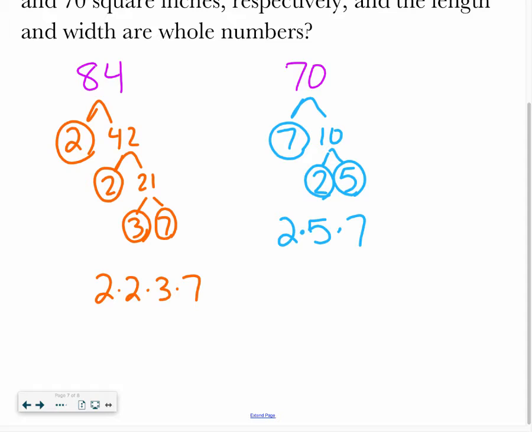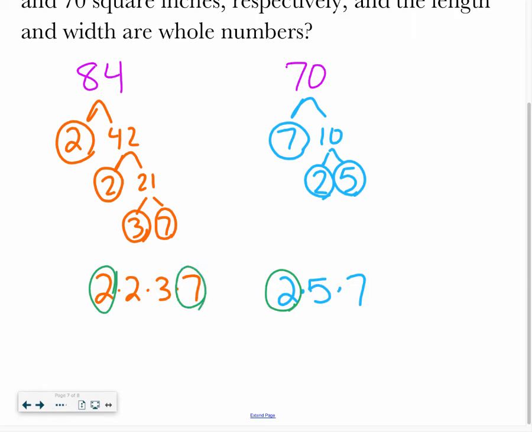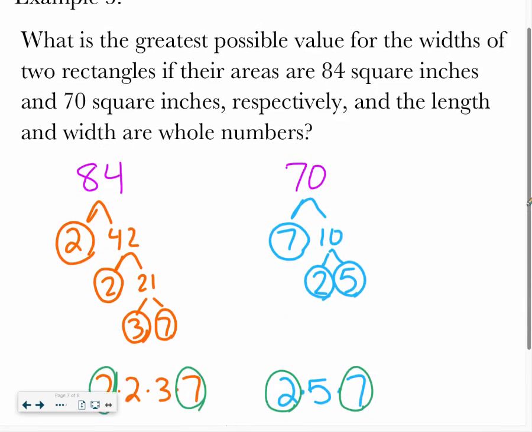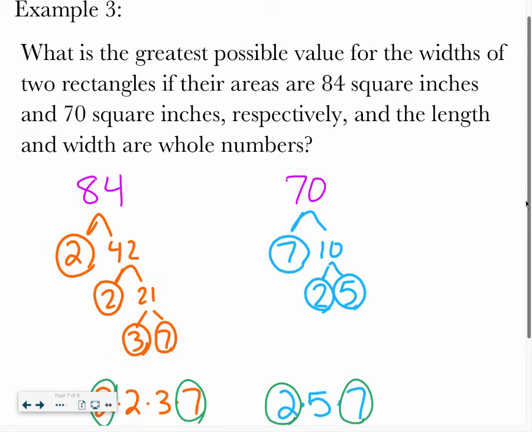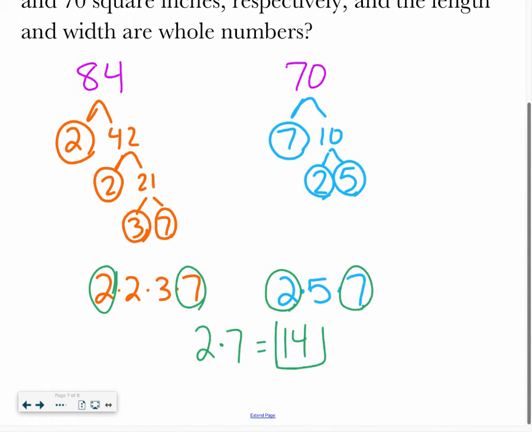Something I think I forgot to mention earlier is when you write a prime factorization, always write it smallest numbers to larger numbers, so least to greatest, and then alphabetical order for your variables. Okay, so let's see what we have in common. I see I have a 2 listed in both, and I also have a 7 listed in both. So I know my answer is going to be 2 times 7, which is 14, is my greatest possible value for the width, okay? So 14 would be my answer.